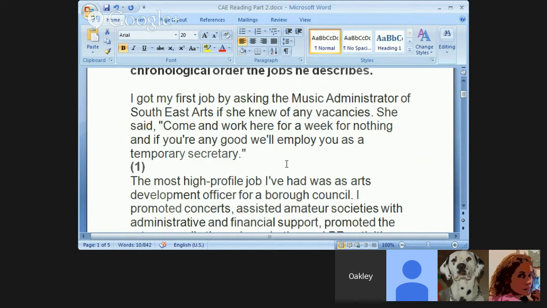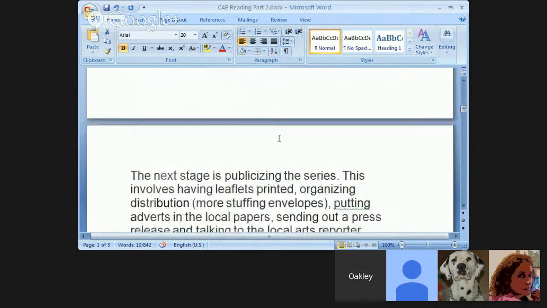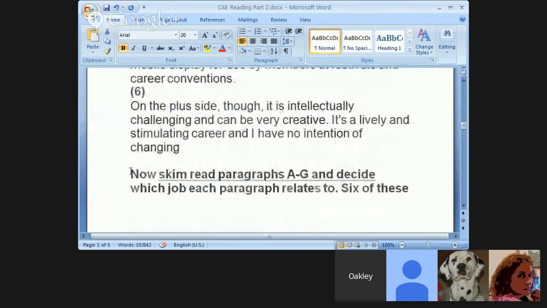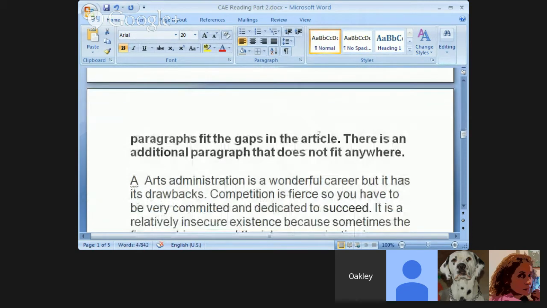Yeah, which is time consuming, because unlike a TOEFL sentence insertion question, where you have 4 possibilities, unfortunately here, what do we got? We got 6. Paragraphs A through G, the substituting paragraphs, 6 of these paragraphs fit the gaps in the article. And here's an extra little bit of fun. There's an additional paragraph that does not fit anywhere, just one.